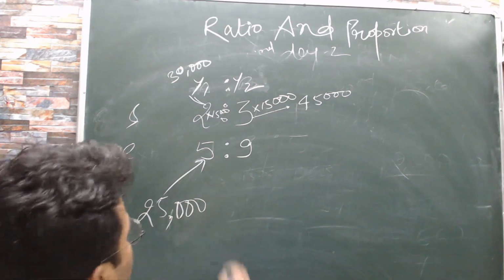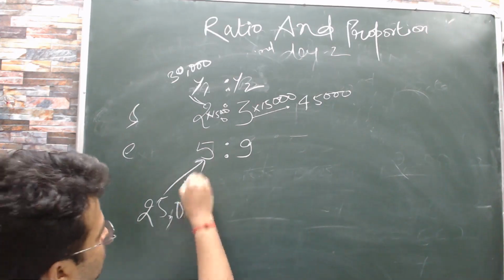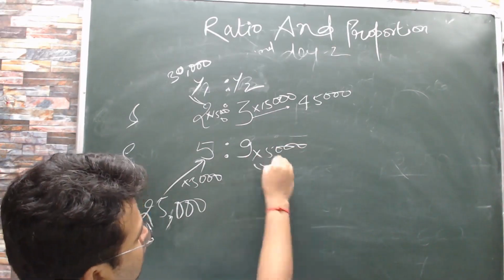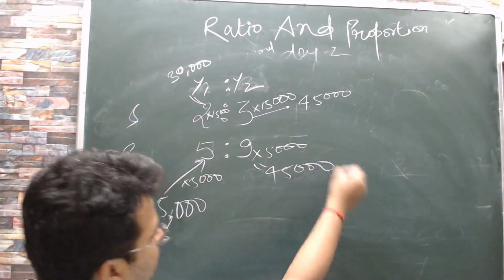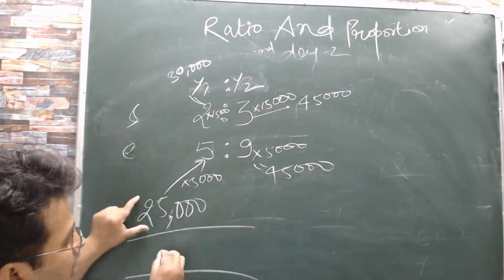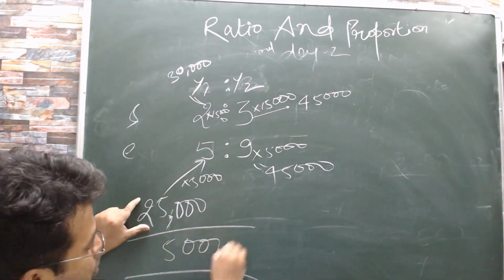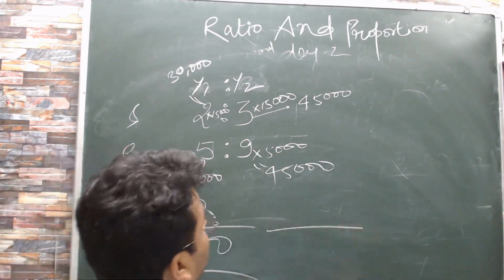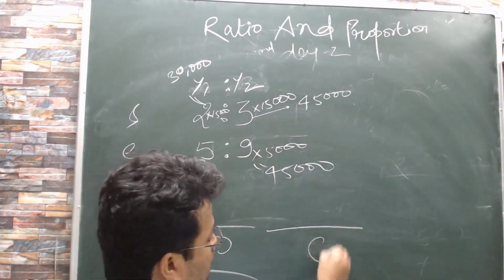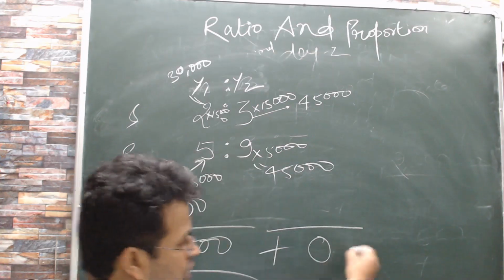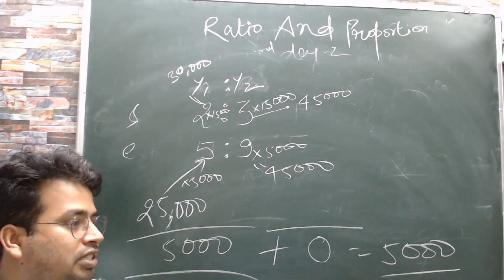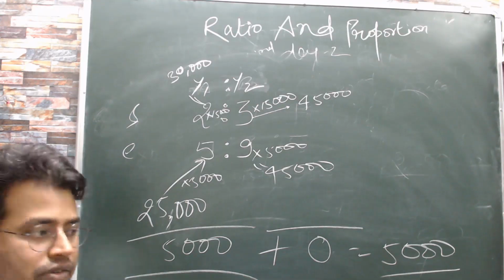So this is 25,000. How do you make this 5 into 25,000? By multiplying 5,000, easy. Here also you will get 45,000 expenditure in the second year. So in the first year, the income is 30,000, the expenditure is 25,000. How much is saved? 5,000. Subtract it. And in the second year, the income is 45,000, the expenditure is 45,000. What is the saving? 0 rupees. So what is the total saving for the 2 years? 5,000. This is the total saving for the 2 years, right?